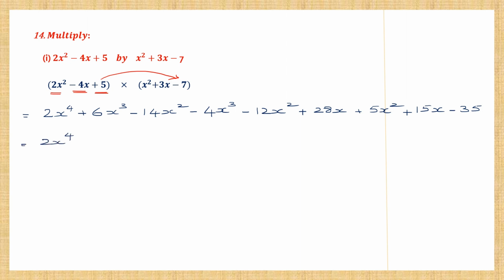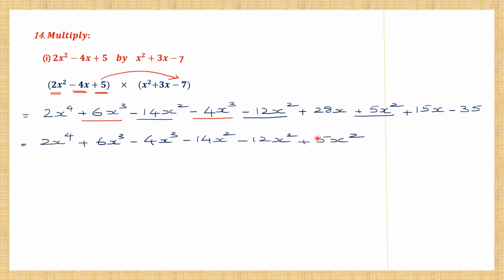Now here we have x to the power of 3. So let's see whether we have x to the power of 3 again. Yes, here that's it. So let's write down these two, that is plus 6x cubed minus 4x cubed. Then let's look for the next one, that is x square. Here we have an x square. Here also we have an x square. One more x square. So let's write that down. That is minus 14x square minus 12x square, and we have plus 5x square.